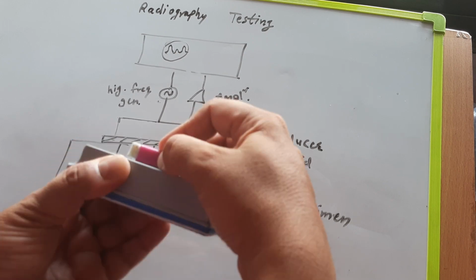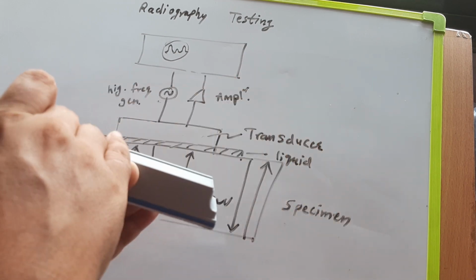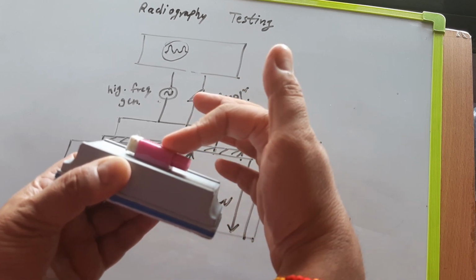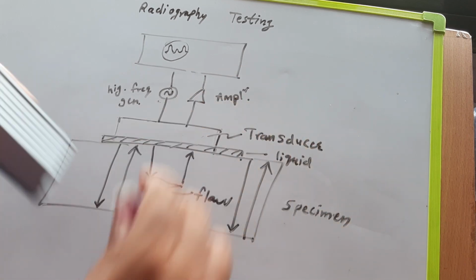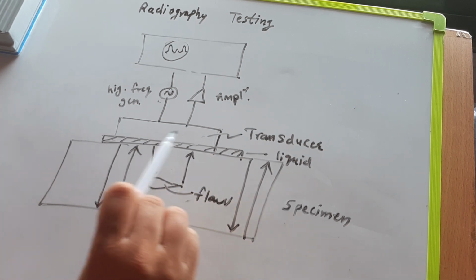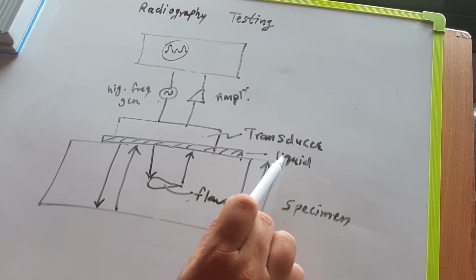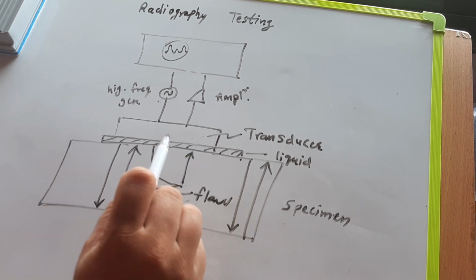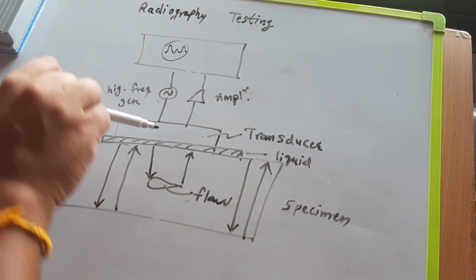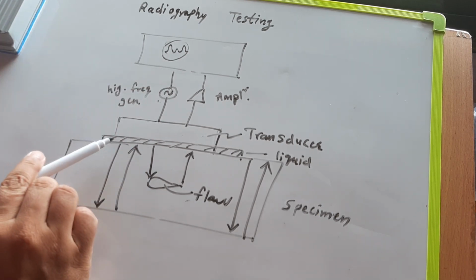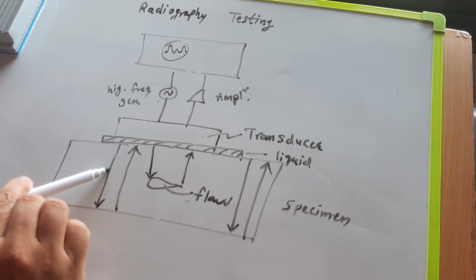To make proper contact, there is a thin liquid layer which works as a good medium of contact. Typically it is oil. So there is a thin layer of liquid in between the transducer and the specimen. This is a flaw. What happens is, the transducer emits ultrasonic waves, which are shown as these outgoing rays.